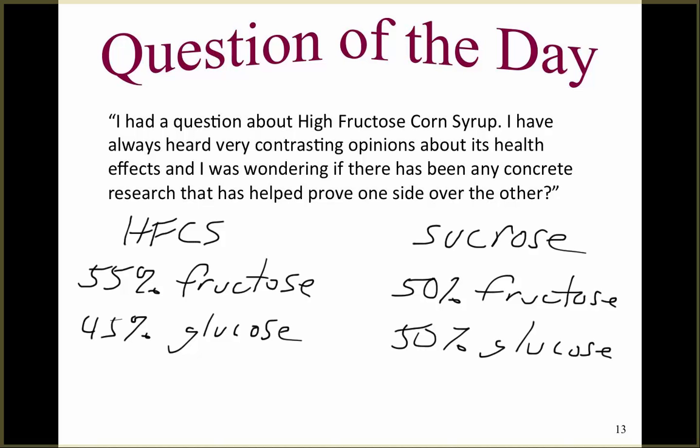Okay? Now, the one difference in these is that in sucrose, if you remember, these two are joined together by a bond, and we have to break that. Sucrose is a disaccharide, so these are linked together. In high fructose corn syrup, these are individual monosaccharides. And this is a proportion. So if you look at it purely from a chemical standpoint, is 5% more fructose really a big deal? Probably not.